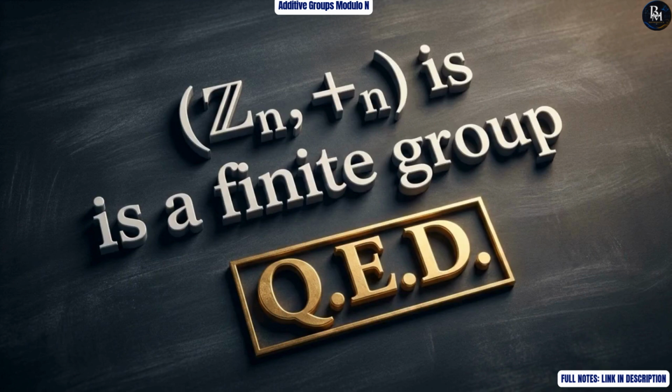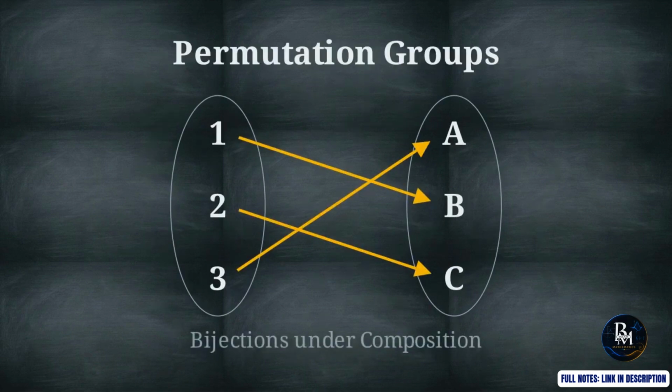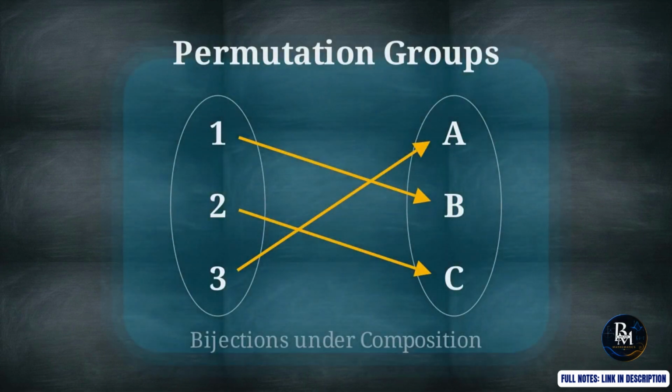This completes our proof of the additive groups modulo n. In the next lesson, we move to permutation groups, where we will examine the behavior of bijections under function composition.